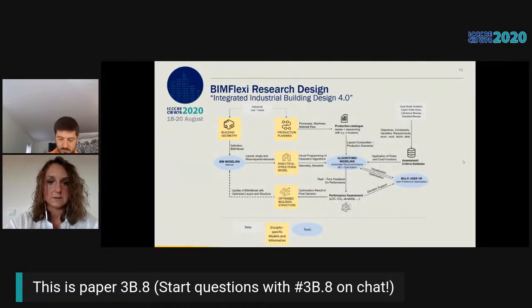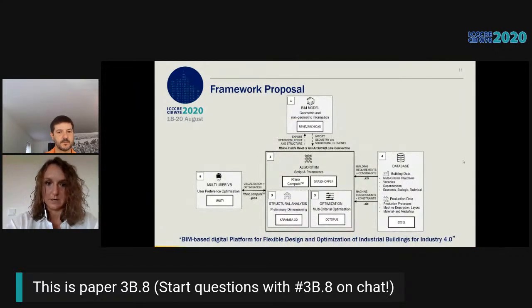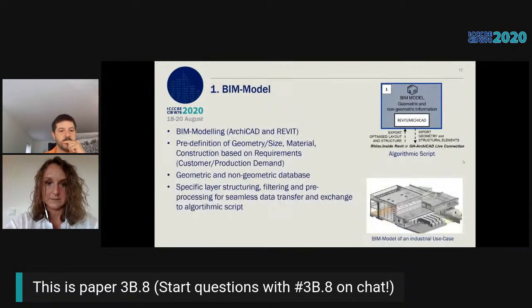So the design process we found out is that we have first a BIM model, but the main calculation will take place in an algorithmic model where we can integrate production process change, production processes, the database, and multi-user VR. So here you see the framework we propose. The main platform is the algorithmic script where structural analysis and optimization takes place, and BIM model, database, and multi-user VR are coupled to it with mostly bidirectional links.